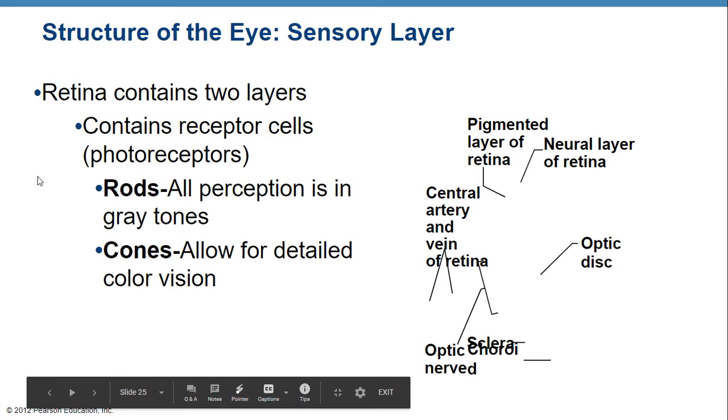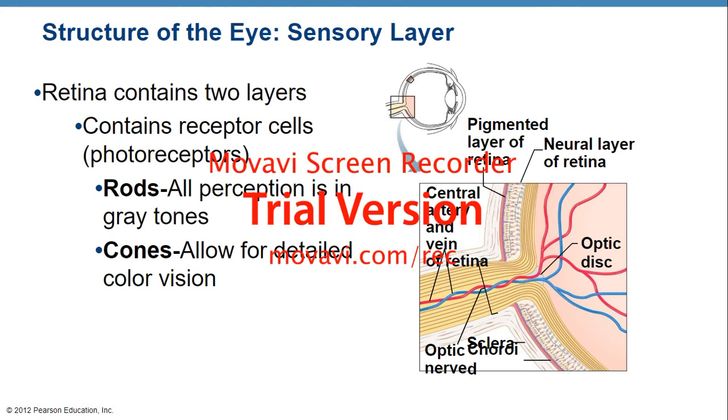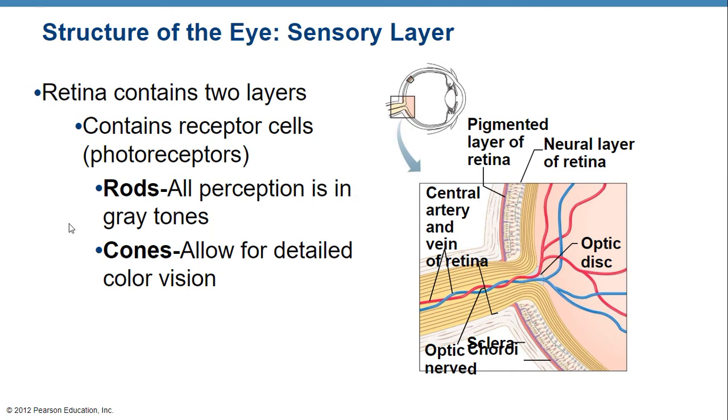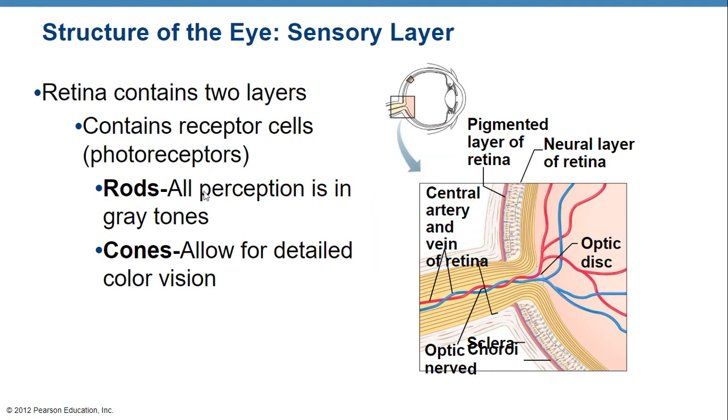All right, so the retina contains two layers. It has what are called photoreceptors. We have rods and cones, and the way you remember is that when I think of cones, I think of C for color. Cones allow for detail and color vision. Rods perceive gray tones, but your rods are what you need for night vision. This is what you're going to use for night vision.